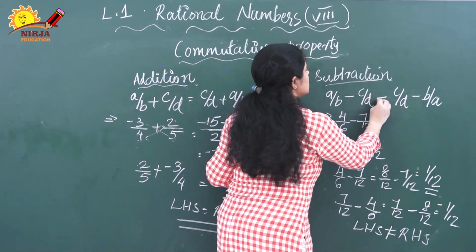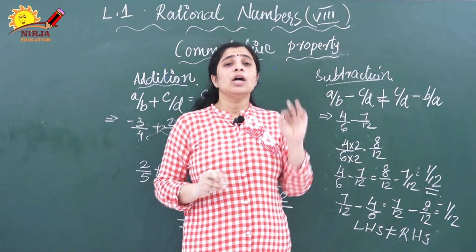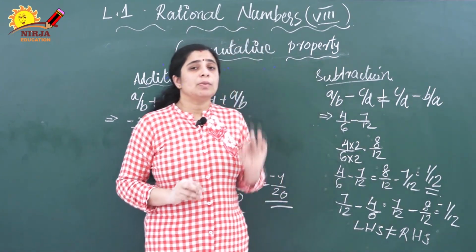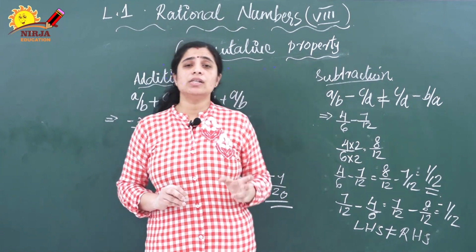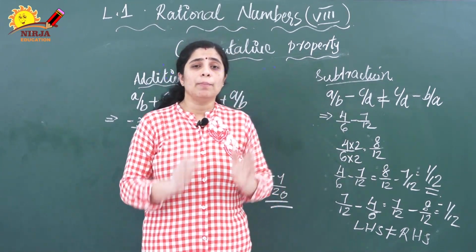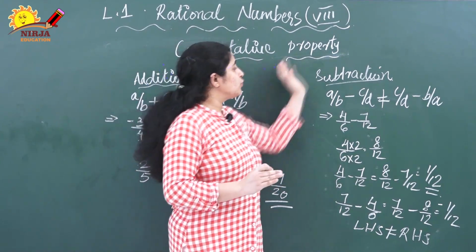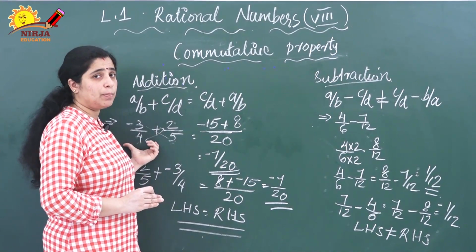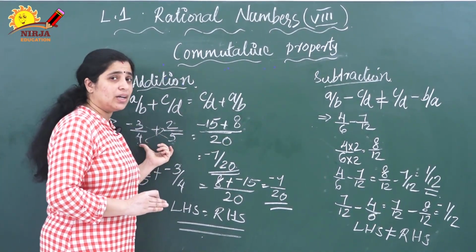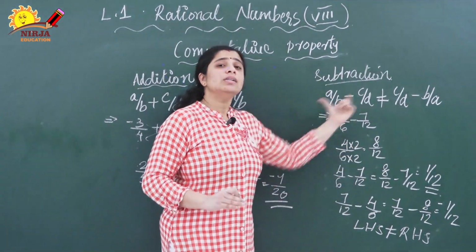So this is not true. Subtraction is not commutative for rational numbers. The commutative property is not true for rational numbers under subtraction. Addition is commutative. This is commutative under addition, but this is not commutative under subtraction.